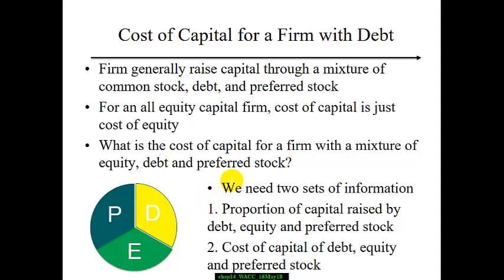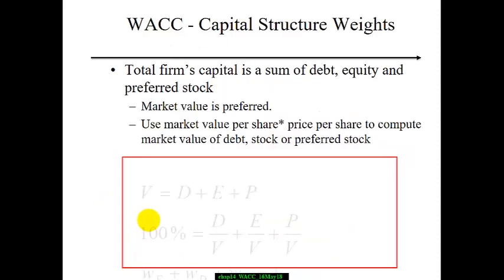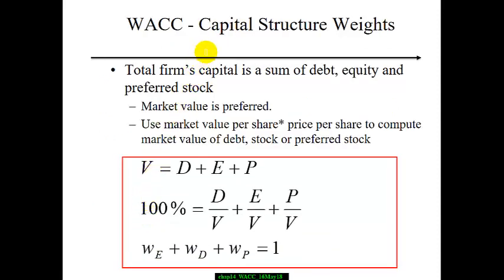To do this, we need two sets of information. One is the proportion of capital in each type. Two is the cost of equity, cost of debt, and cost of preferred stock. Capital structure weights are just the proportion of different capital in total value.